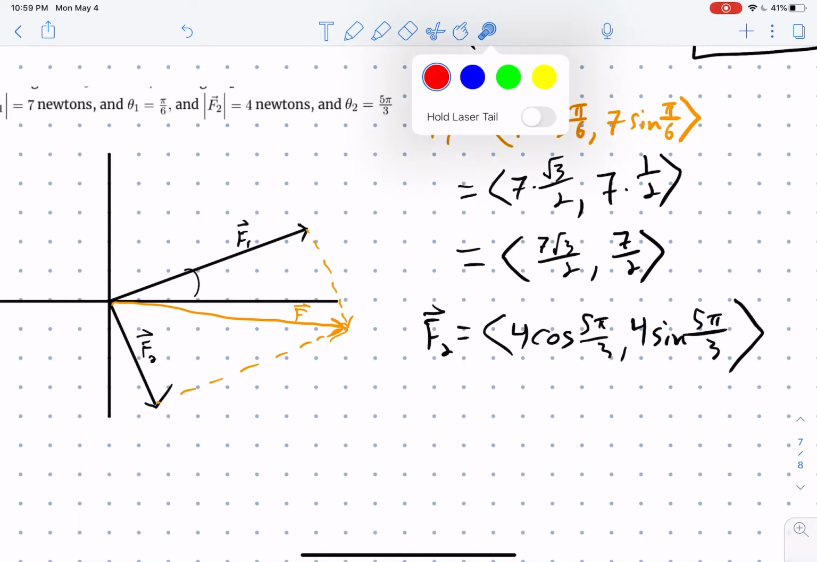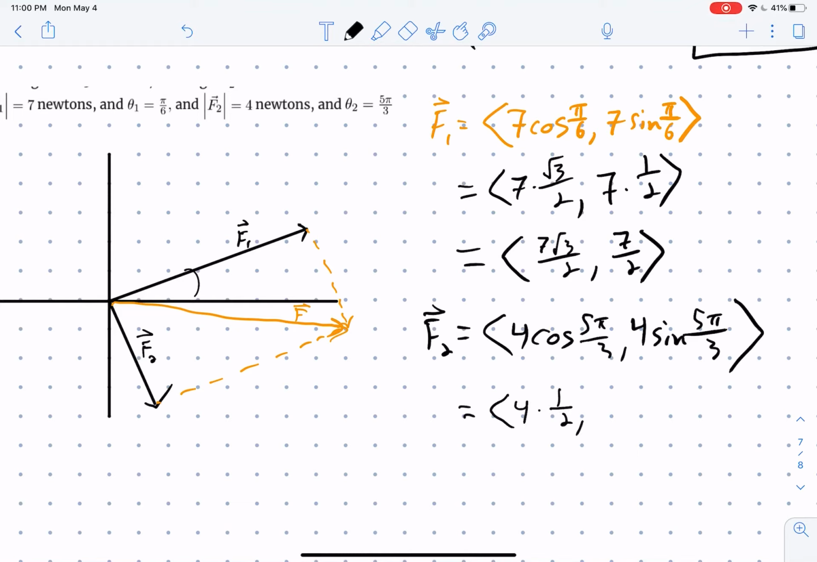This is one where the cosine and sine go together. They're going to be radical 3 over 2 and a half. Here, the bigger one is the y, so radical 3 over 2 is going to be the sine, and it's negative. The cosine is going to be a half, and that one is positive. So this is 4 times 1/2, 4 times negative radical 3 over 2.